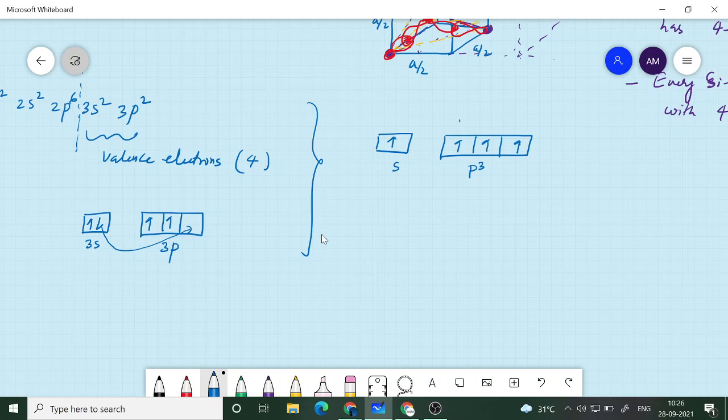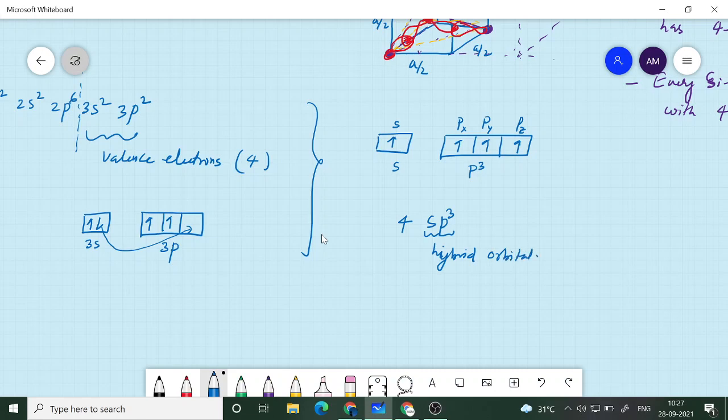So this is basically px, py and pz, and then there is s. They will all combine, so there are 4 electrons in 4 different orbitals, one in the s orbital, one in px, py and pz, and they will all merge together and create a new orbital. That is because of the interaction with the other silicon atoms, and then we will get 4 sp3. So this is a hybridized orbital. Hybrid.